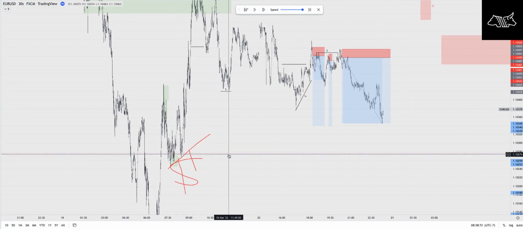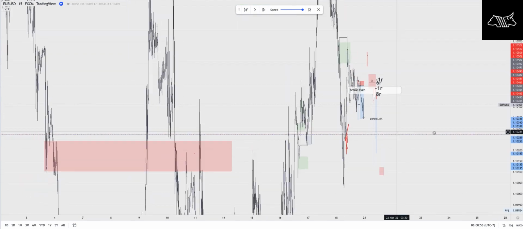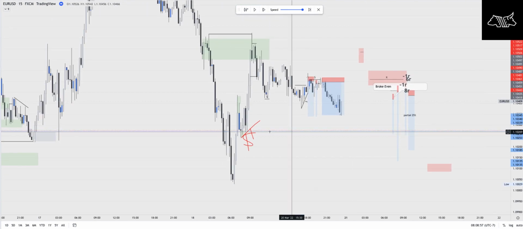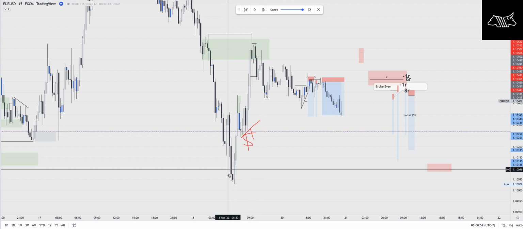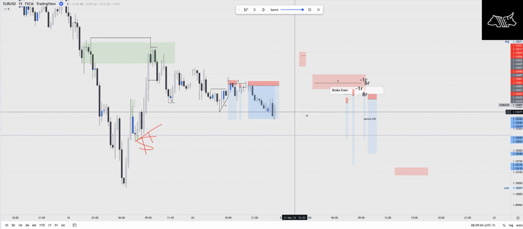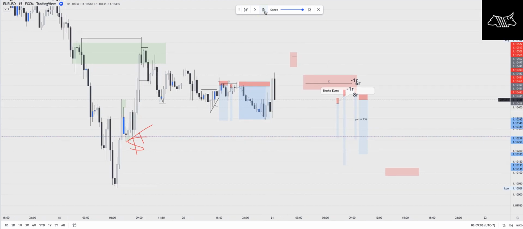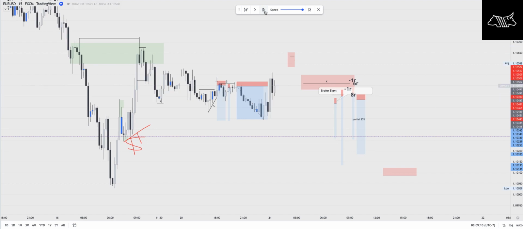Now, did I still expect this to run? So if we go back up to the 15-minute, I still expected this to get taken. Okay, I expected this fair value gap to get cleared. So, you know, I'm sleeping now by this time. I didn't know what price would end up doing. So price ended up coming up a little higher.